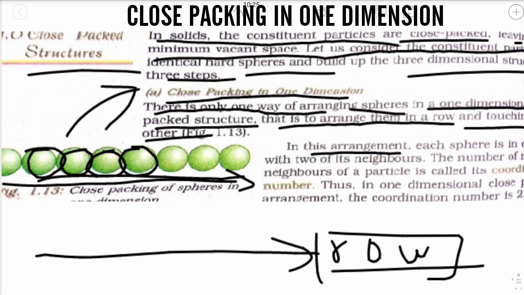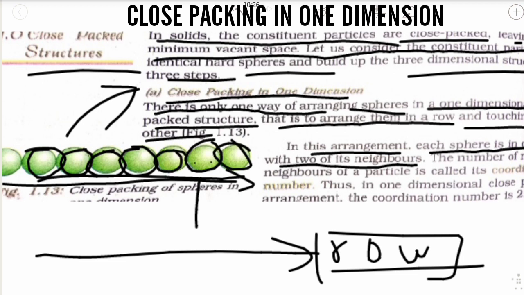In this arrangement, each sphere is in contact with 2 of its neighbors. When you look at this sphere, you will find it is touching 2 other spheres, that is, its neighbors. The number of nearest neighbors of a particle is called the coordination number. This particle has 2 neighbors. In close packing in 1 dimension, the coordination number is 2.